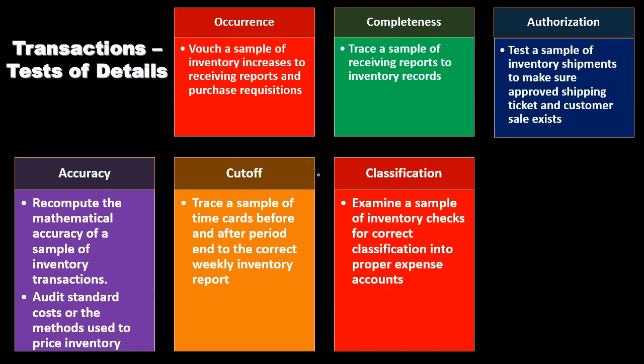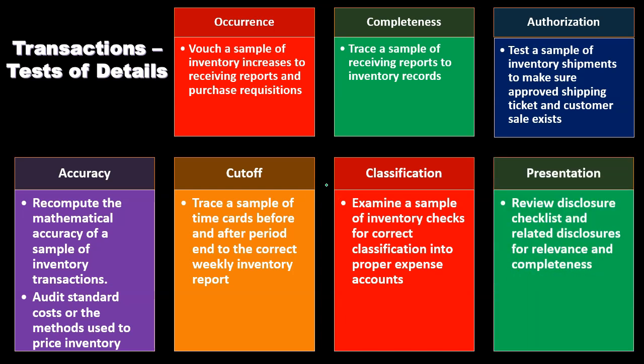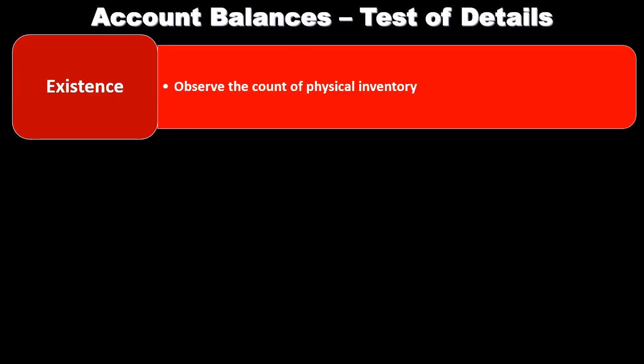Classification. Examine a sample of inventory checks for correct classification into the proper expense accounts. So we want to take a look and make sure that the classification is proper. It's being classified to the proper accounts. And then presentation. Review disclosure checklists and related disclosures for relevance and completeness. Next, we have test of details related to account balances. First, the assertion of existence. We can observe the count for the physical inventory.